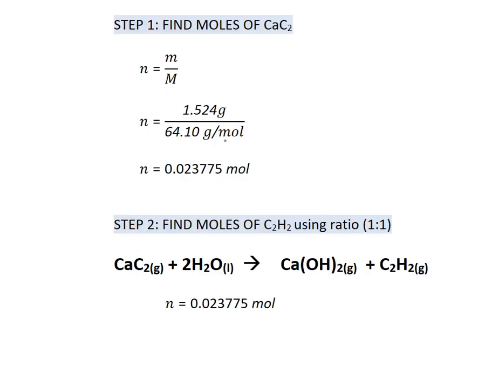Our first step is to take the mass of the calcium carbide that we are given, 1.524 grams, and solve for the moles. So I've done that by doing mass over molar mass. So this is my moles of my calcium carbide. Once I've got the moles of my calcium carbide, I can use my 1:1 ratio to identify that the moles of my acetylene gas is the same.